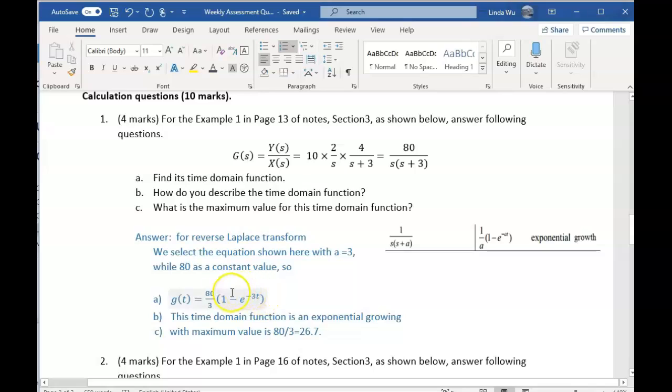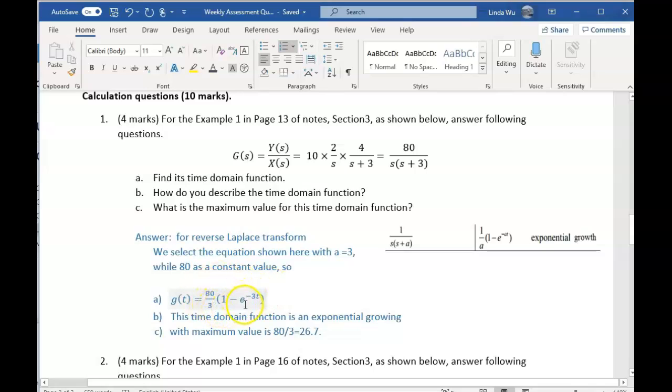This expression, how do you describe this time domain function? That basically is over here. This is the exponential growth. So this time domain function is an exponential growing function. Normally it's difficult to say, if it's a continuous growth, we cannot have a maximum value, but this one has a maximum value. Let's go to Excel, where we calculate this expression.